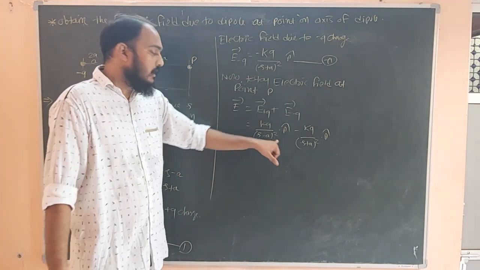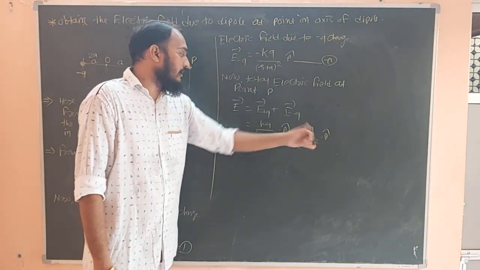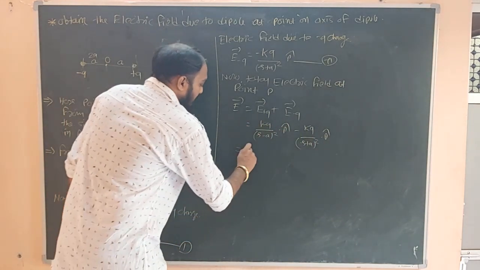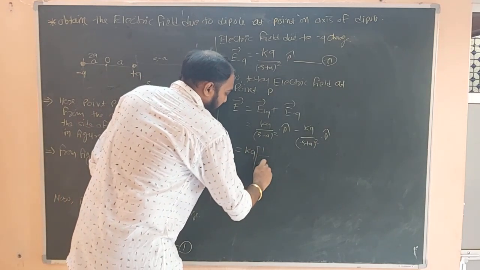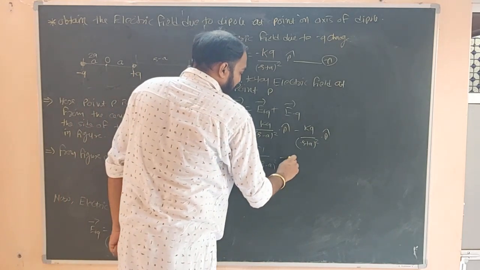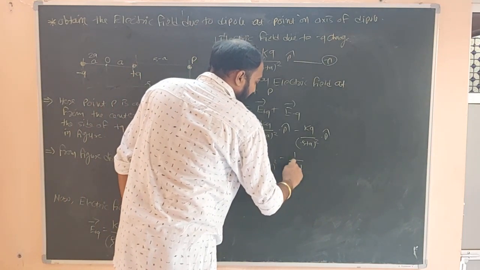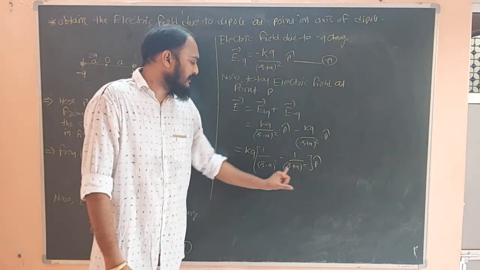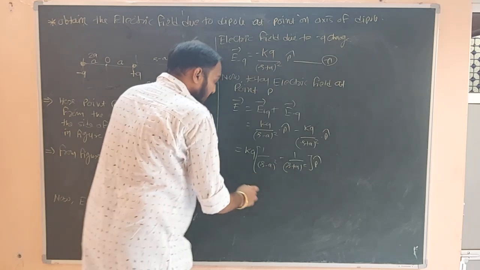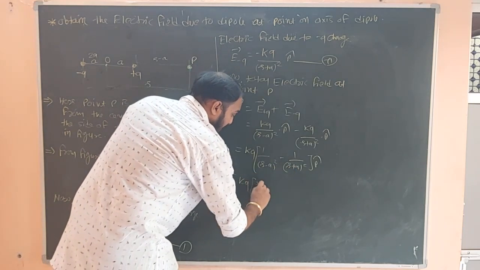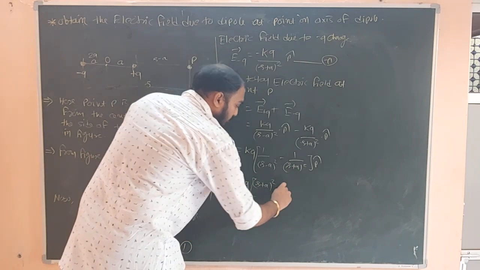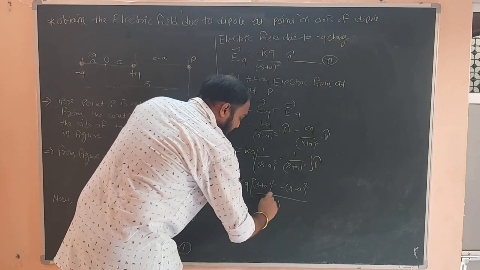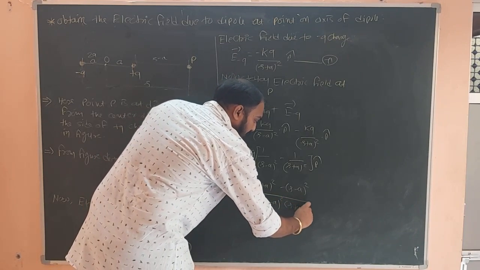Now see this equation. KQ and p caret are in both of these terms. We will take them as common. So KQ times [1 by (R minus A) square minus 1 by (R plus A) square] into p caret. Let us simplify this bracket first. Cross multiplication. KQ times [(R plus A) to the power 2 minus (R minus A) to the power 2] divided by (R minus A) square into (R plus A) square.